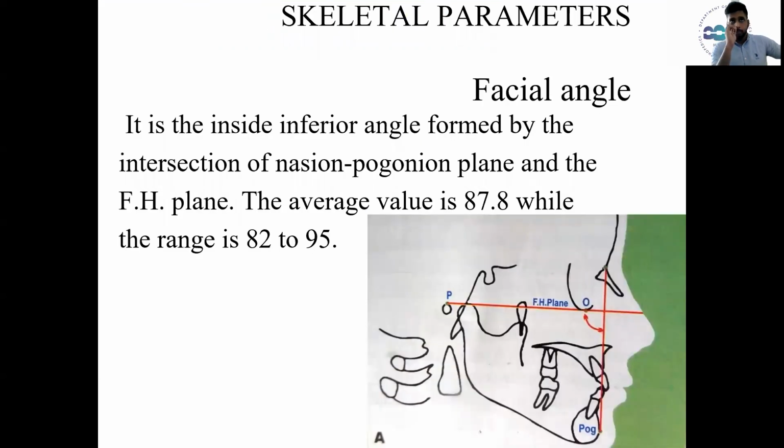Coming to the first one, skeletal parameters. First one is the facial angle. It is the angle formed by the FH plane and the facial plane. FH plane is the Frankfurt horizontal plane with orbitale and porion, and the facial plane is nasion to pogonion. The normal value is 87. If the value is increased, we can say the mandible is prognathic. If the value is decreasing, we can say the mandible is retrognathic.